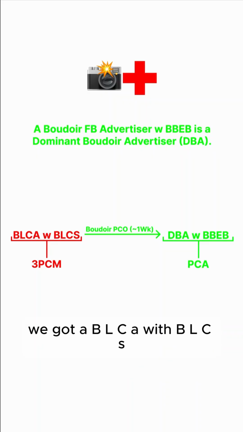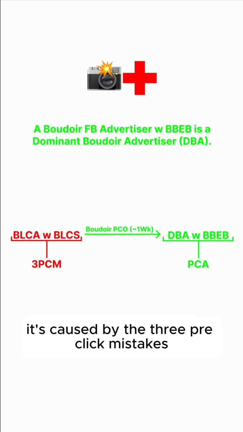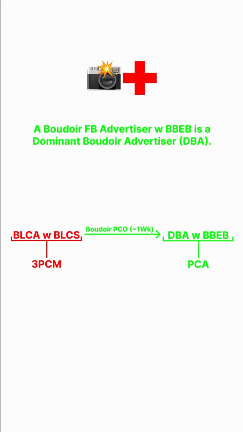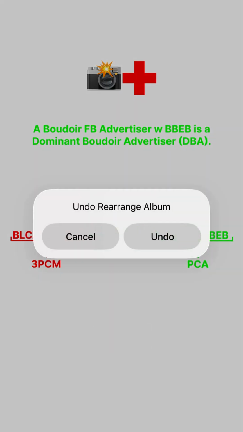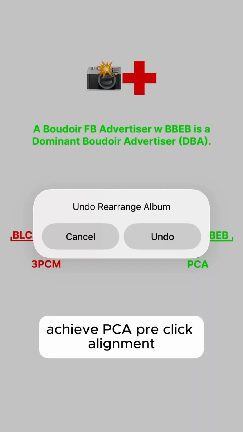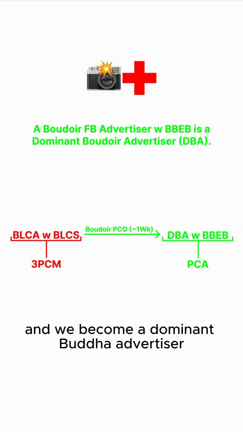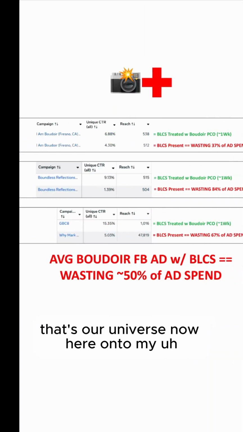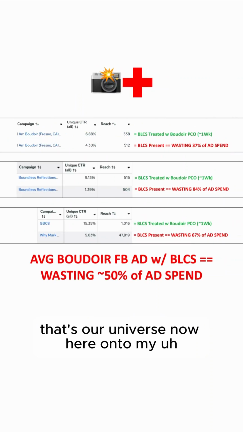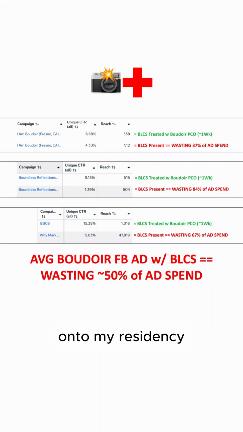We got a BLCA with BLCS. It's caused by the 3 pre-click mistakes. And then our solution is Boudoir Pico. It takes about a week. We achieve PCA pre-click alignment, and we become a dominant Boudoir advertiser with Boudoir brain entry boost. So that's our universe. Now here onto my residency.